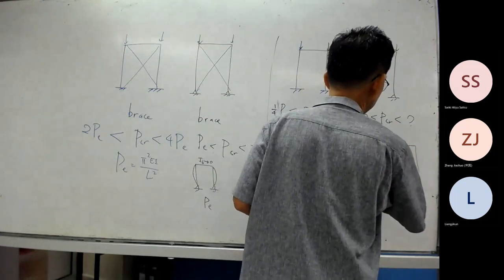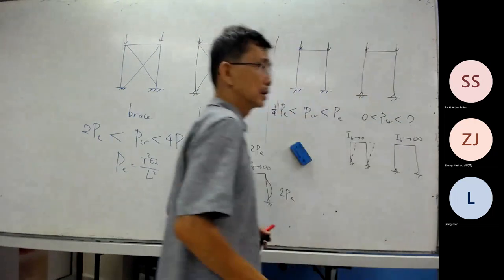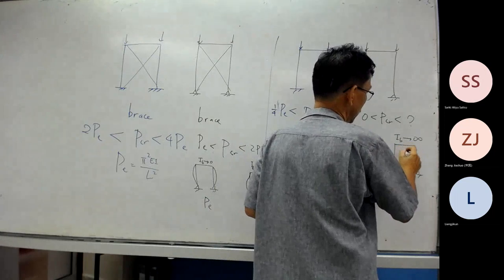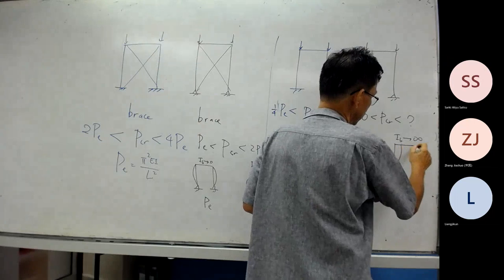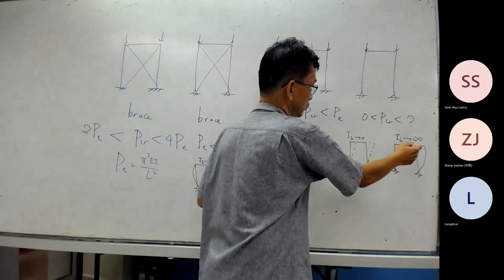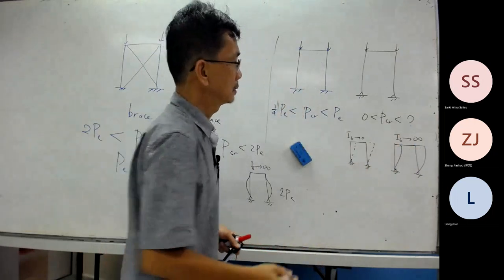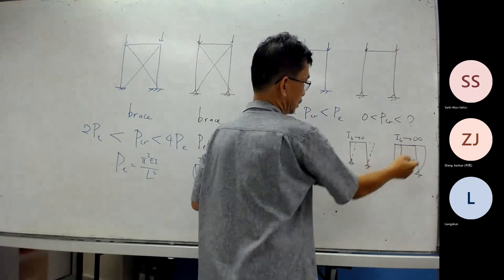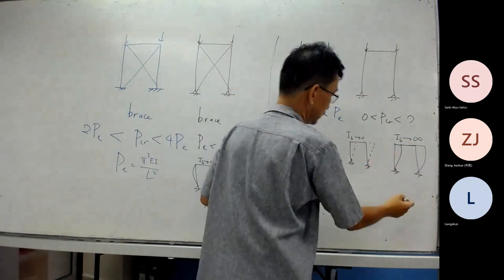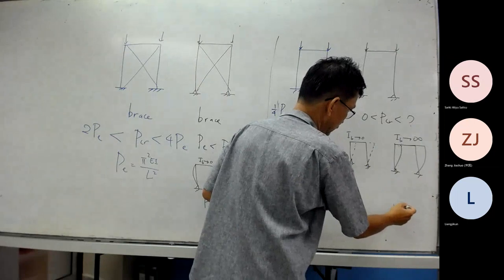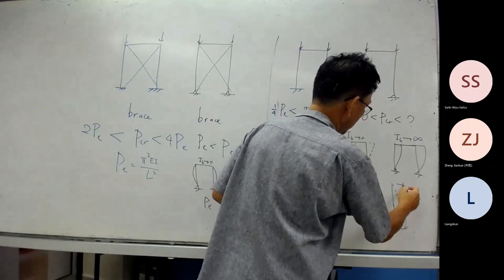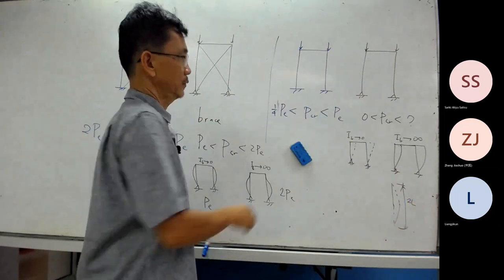For this one, approaching infinity, this is allowed to sway. Allowed to sway means that this is not allowed to rotate, so it will be like this. So it's behaving like a column, pin at the top here, allowed to translate, not allowed to rotate. So what is the effective length of this column? It's equal to 2L. The effective length for this column is equal to 2L.